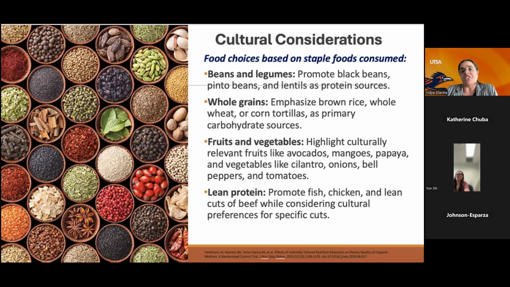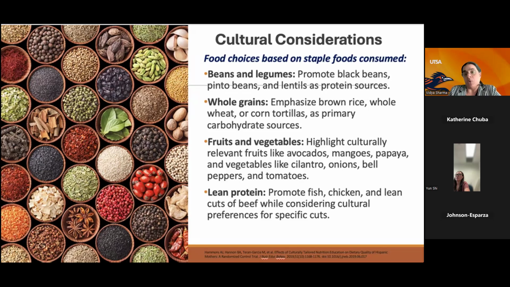And then fruits and vegetables. So again, avocados, that's wonderful. They have a lot of healthy fats, polyunsaturated fats. So that's actually great. Mangoes, papaya, great antioxidants. I think using a lot of herbs and spices to help with the sodium also really helps.